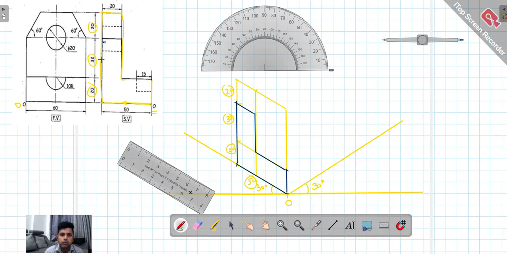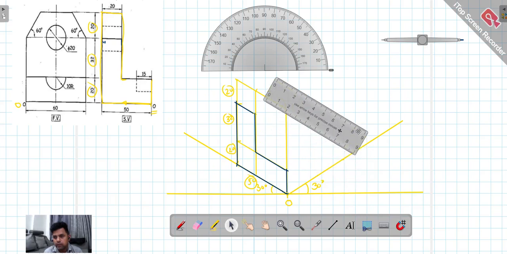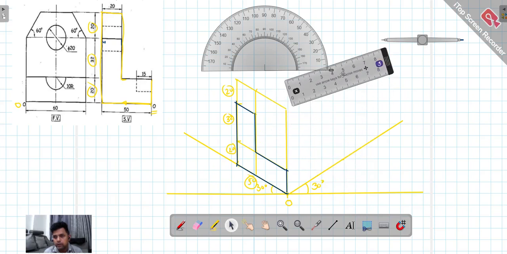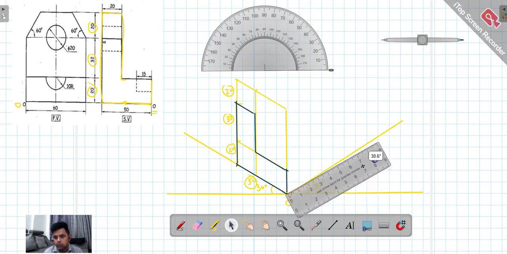Okay, so this portion I have drawn now. Now I will consider this O point and I will travel here. So what distance? 60, of course. I'll take the scale again, go here, rotate it from here. I want what distance? 60.